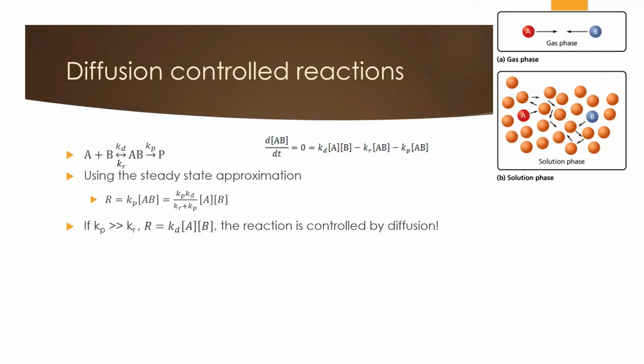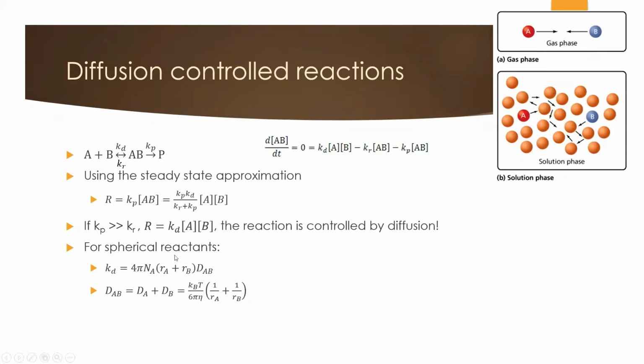If we assume our reactants are spherical, which is often done, we can actually get an expression for what Kd might be based on the radius of the molecules, as shown here using the Stokes-Einstein equation for the diffusion coefficient. In the other limit, if Kr is much greater than Kp, this reaction is more complicated and depends on the rates of all three rate constants here.